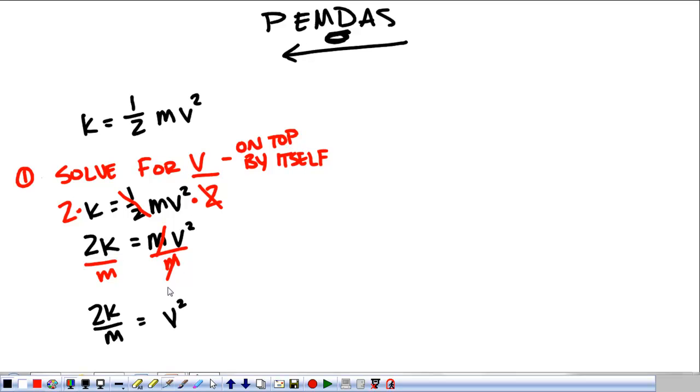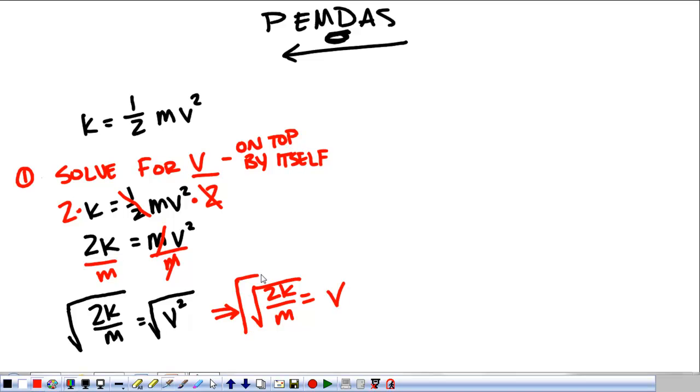So now I'm going to deal with the exponent. Now, if you remember back, if I need to get rid of something that is squared, just take the square root of it. So when I'm finished, this side stays the same. 2K over M square rooted is equal to V. That's what happens when I take the square root of V squared. I just get V. Okay? This is an example of the kind of math that we're going to be doing just for a little bit.